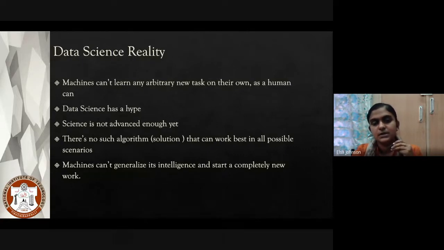And one more reality is that there is no system or solution that works best in all cases. For example, detecting a disease is usually a classification problem: you have the disease or you don't. But the same algorithm can't be directly applied for predicting the house price or the car price, or predicting how much you would be charged when you take an Uber or an Ola. Machines can't generalize their intelligence and start a completely new work. That still has to be achieved for each specific task.